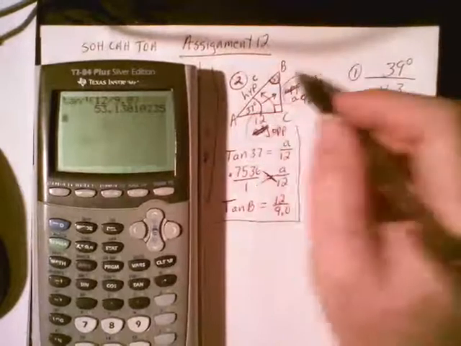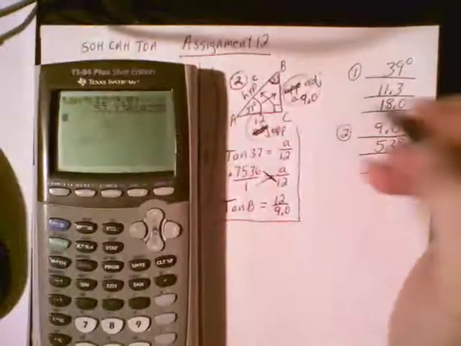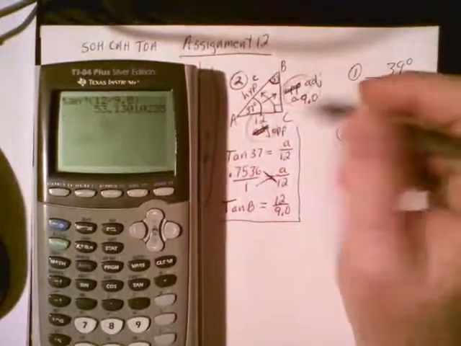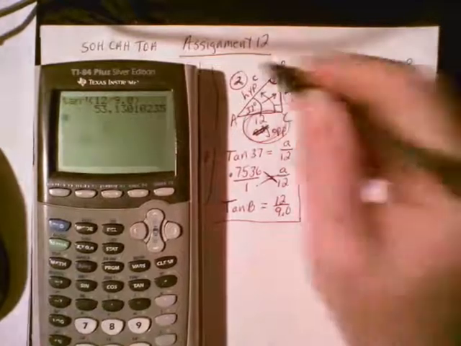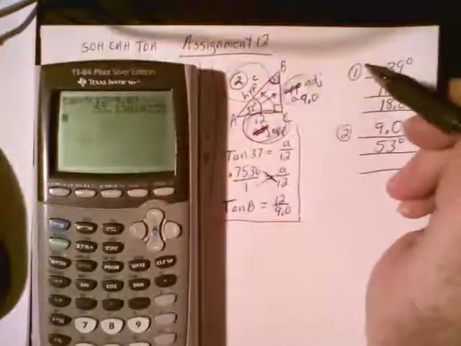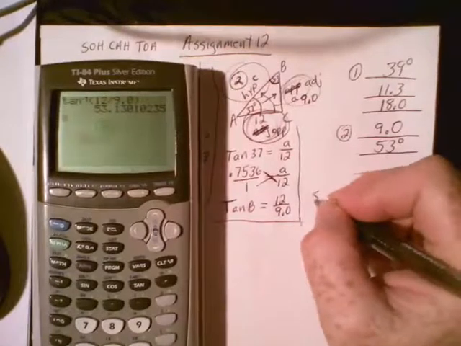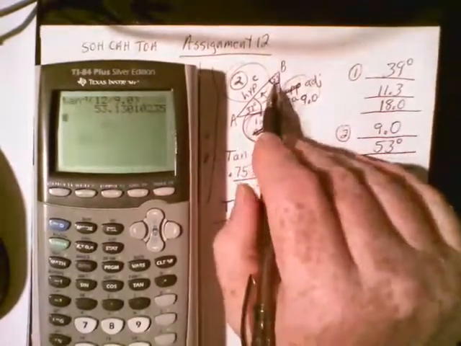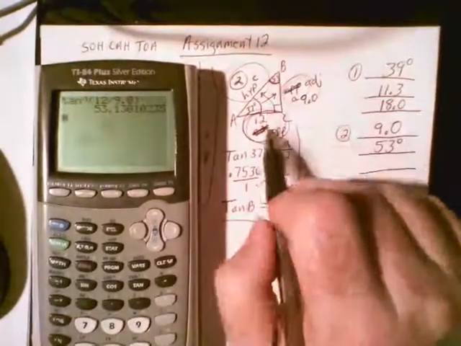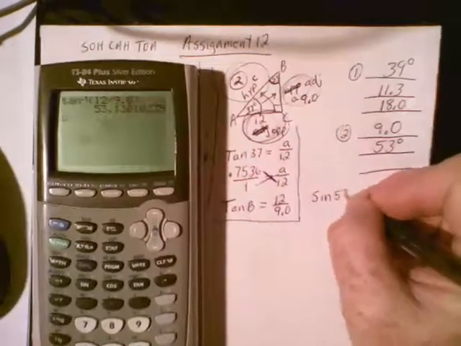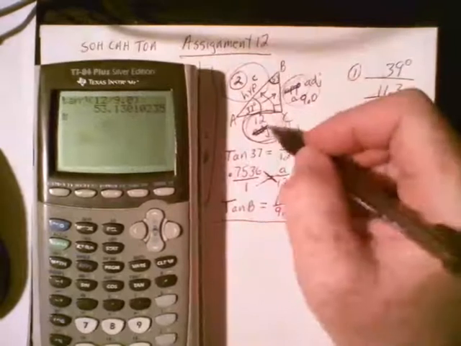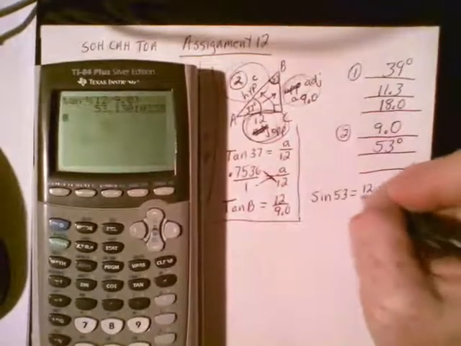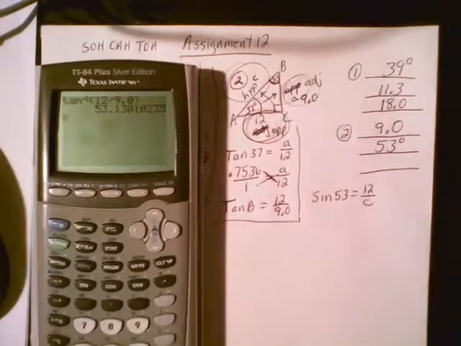And we could use trig. We could use Pythagorean's theorem. I'm going to use one of the trig ratios this time. I'm actually going to use this opposite leg and the hypotenuse. So opposite and hypotenuse, that's the sine. So the sine of our 53 degree angle, because this is the opposite for the 53 degree angle. So sine of 53 equals opposite leg, that's 12, over the hypotenuse, which is c.